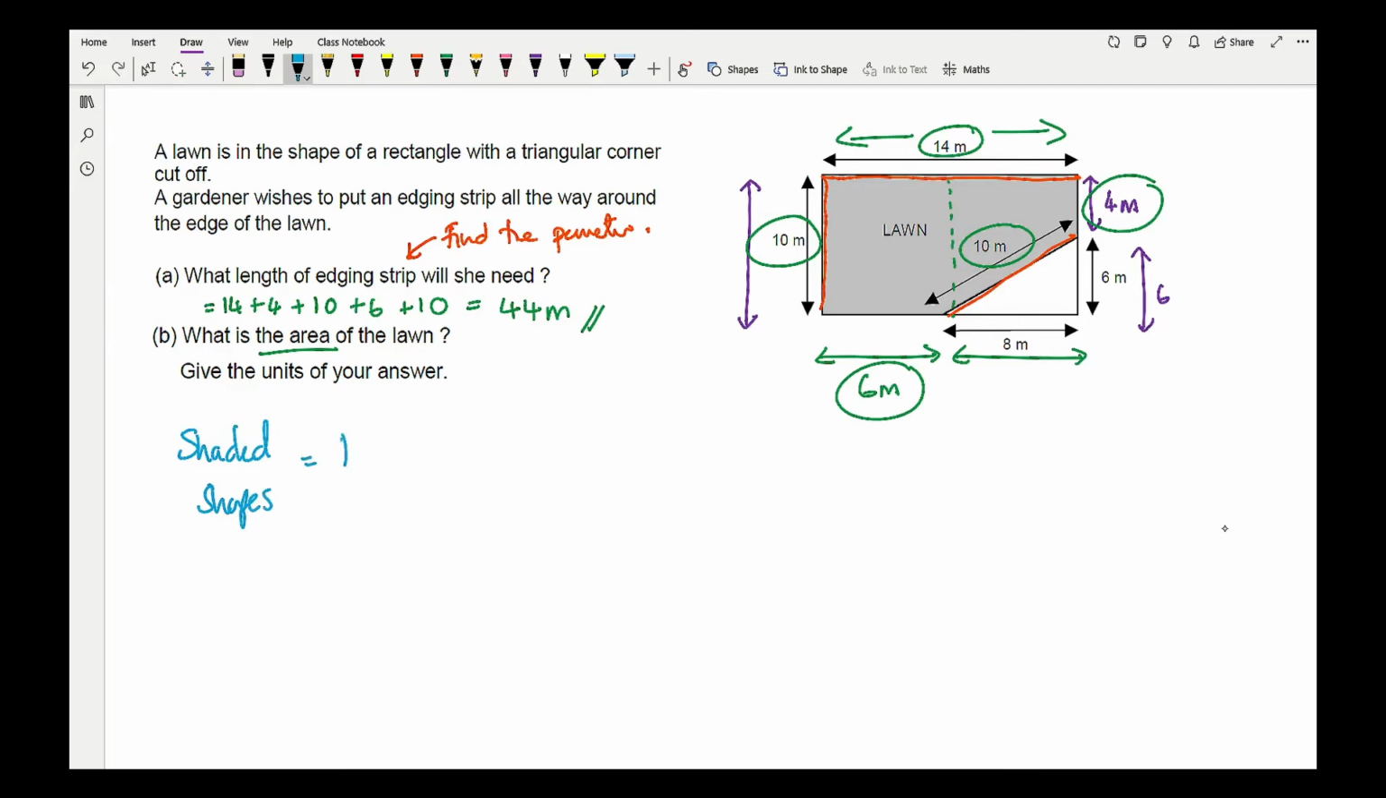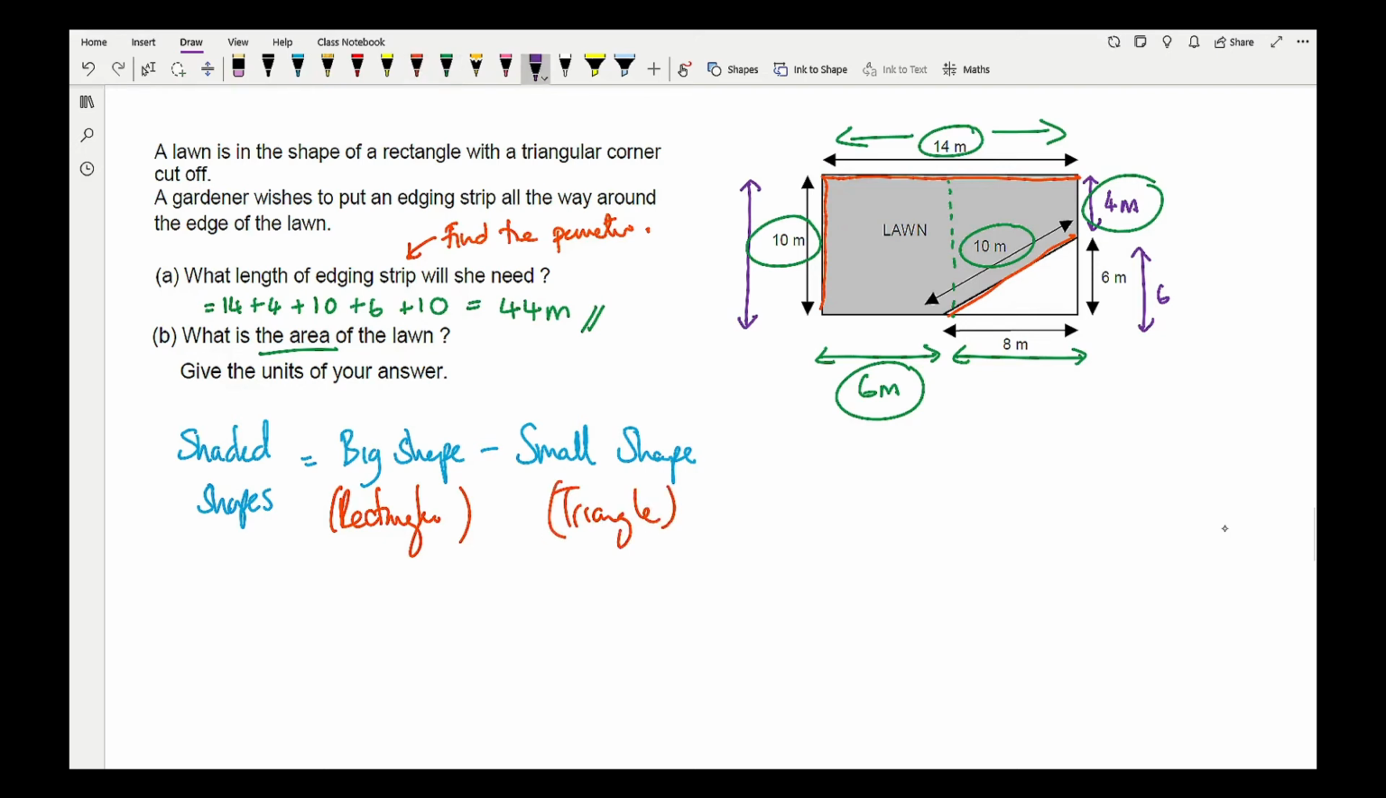So to work out the area of shaded shapes, it's always the big shape minus the small shape. Now in this case, the big shape is the rectangle, and I mean the outside rectangle, and the small shape is the triangle. So let's have a look at working that out.